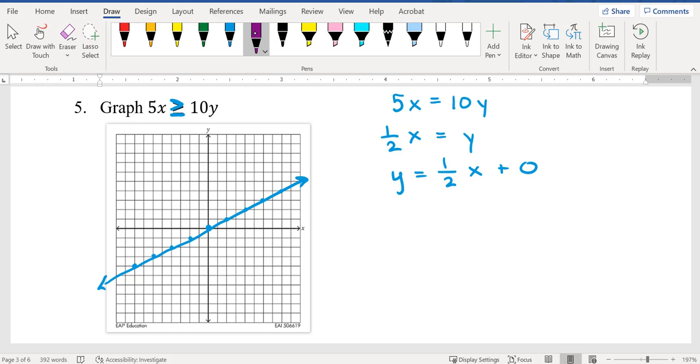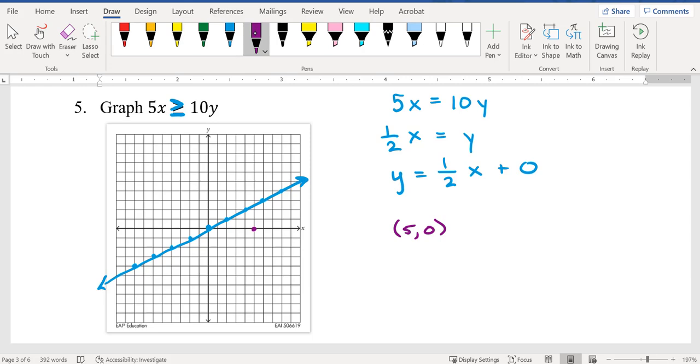All right, now for a test point. You see that the origin is on your boundary line. You can't pick the origin for a test point. So I'm going to go over here and pick the point (5, 0). You can pick any point on the coordinate plane. I chose to pick (5, 0).